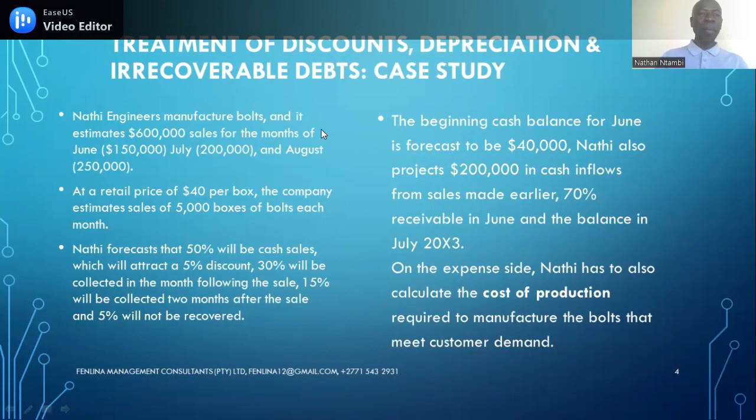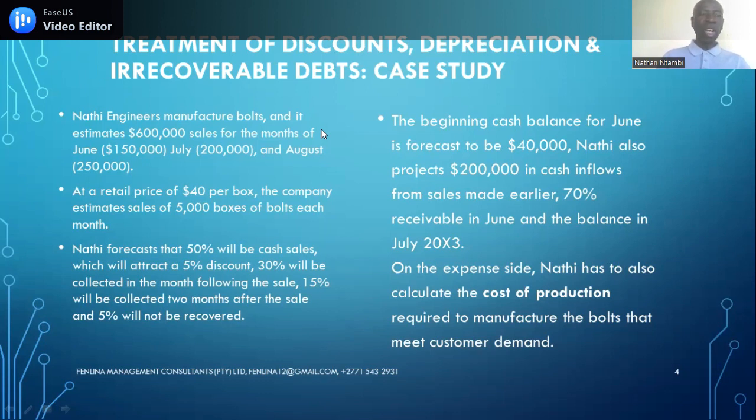Nathi Engineers manufacture boards, and it estimates sales of 150,000 in June, 200,000 in July, and 250,000 in August. At a retail price of $40 per box, the company estimates sales of 5,000 boxes of boards each month. Nathi forecasts that 50% will be cash sales, which will attract a 5% discount.